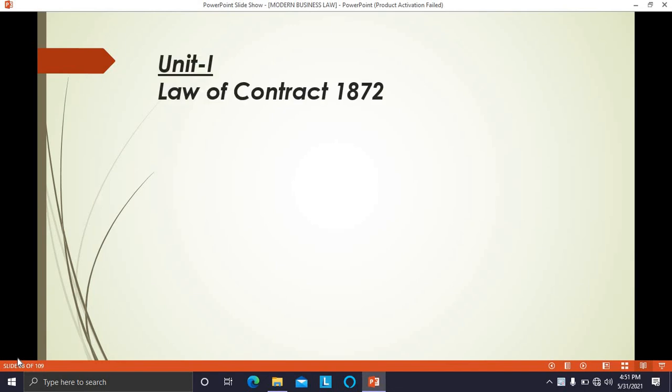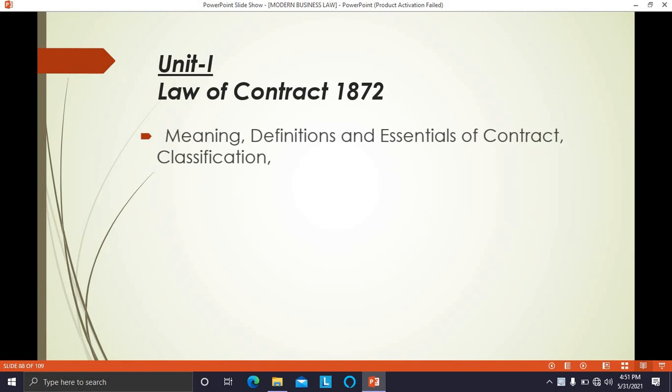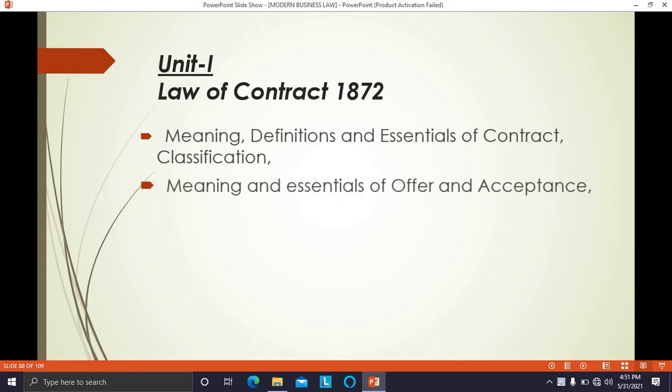Hello students. In our modern business law class, in our previous video, we have discussed the first subunit of the first unit. That is, we have completed meaning, definitions and essentials of contract, and we have discussed classification of contracts. Now we are going to deal with the second subunit of the first unit, that is meaning and essentials of offer and acceptance. So from here, we are going to talk about all those 10 essentials of a valid contract in detail.